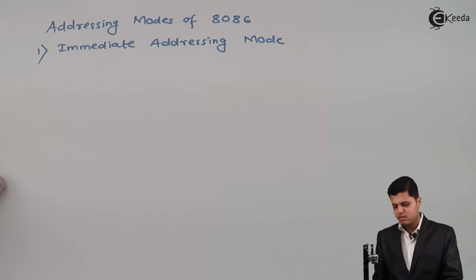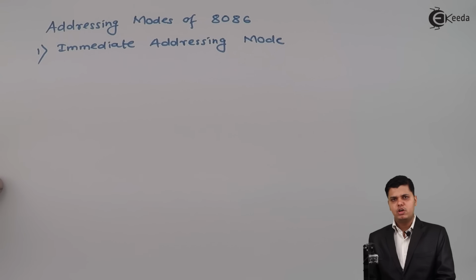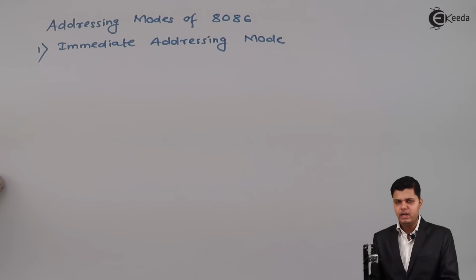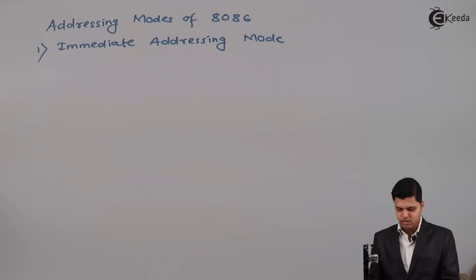Now immediate means the operand which we are specifying is immediately available after the instruction itself. What do we mean by immediately? The instruction which we have written in assembly language will be converted into machine code, and after that machine code the operand will be available immediately. That is what immediate addressing mode is.